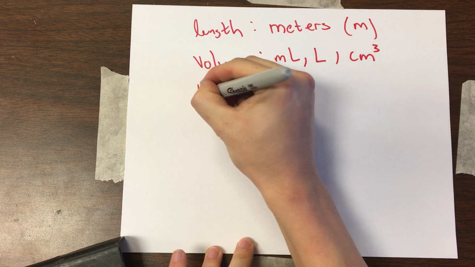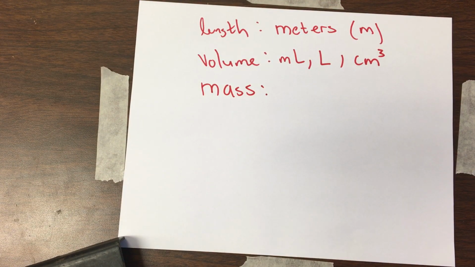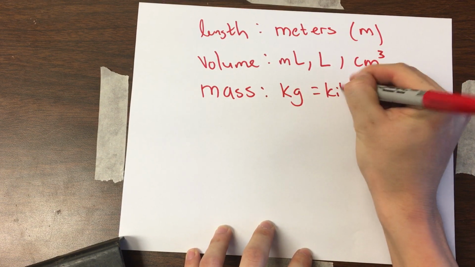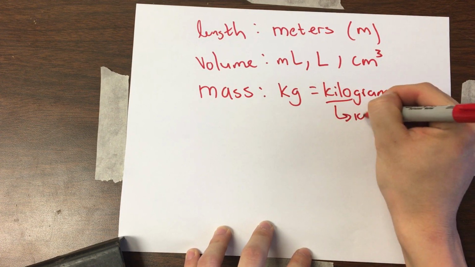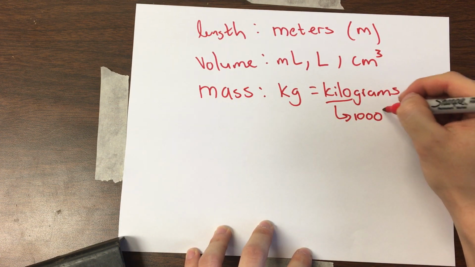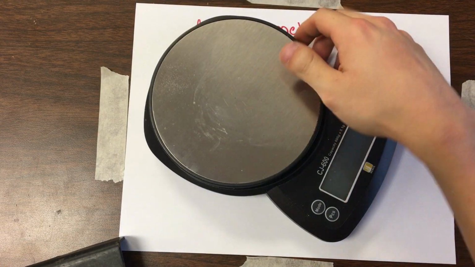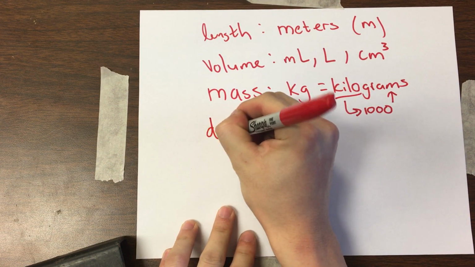And also, mass is a key one. Mass is the amount of stuff there is, so how much stuff there is. We use kilograms for this, which is kg. Kilo is 1,000, so it's 1,000 grams. We use things like digital scales or balances for mass.